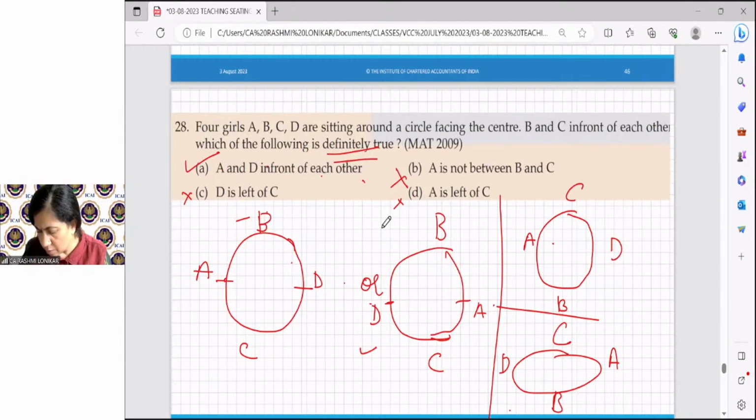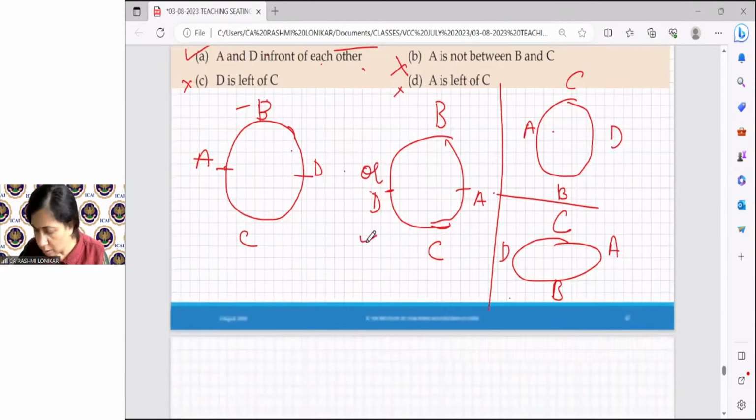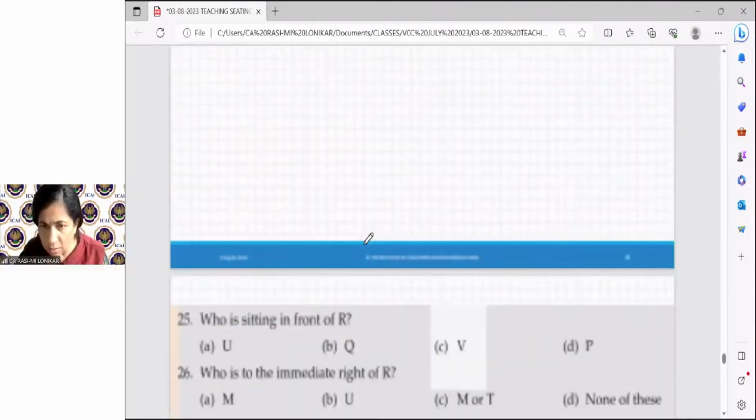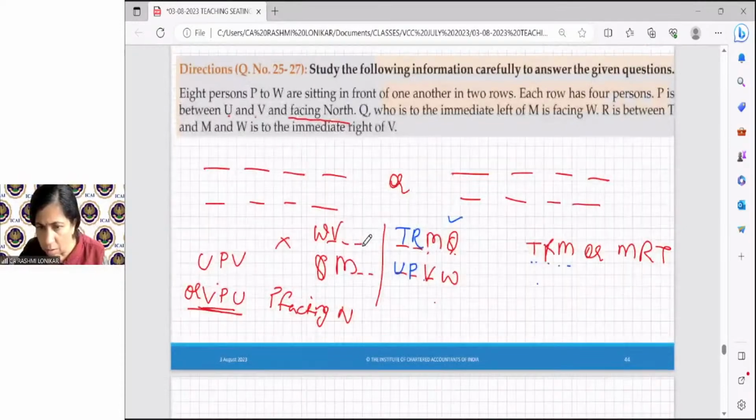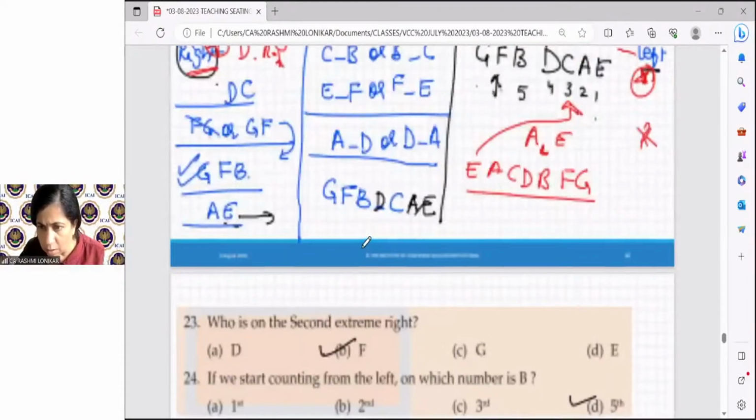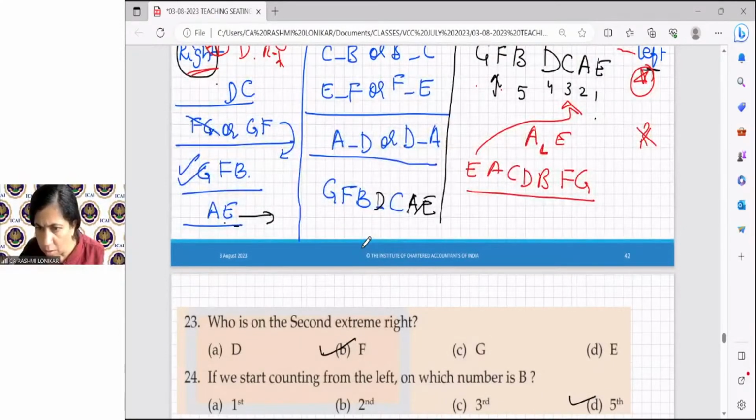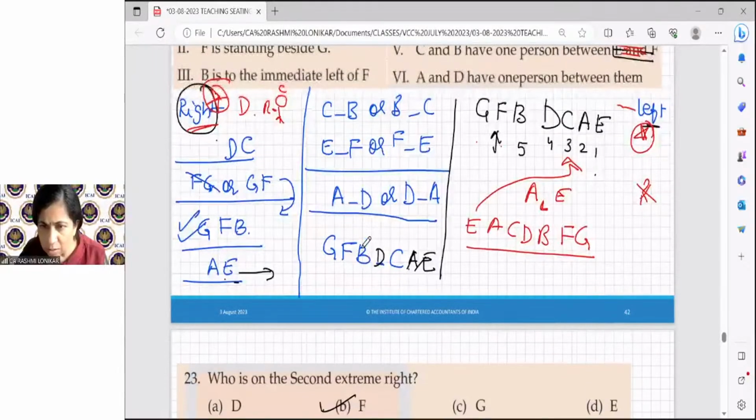Krishnan, which one are you saying? B, E, C? In the last question? Yes. B, E, C? I don't think so.